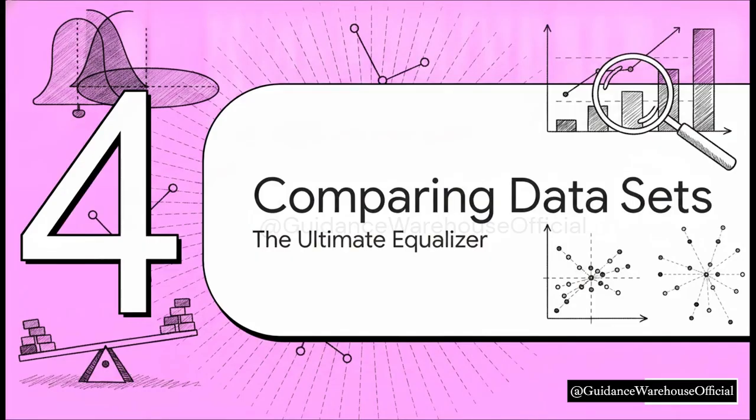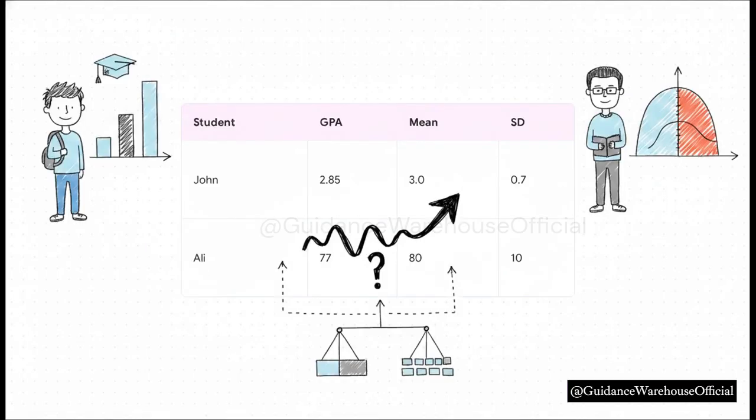4. Comparing different datasets. Time to use this as the ultimate equalizer. Let's connect this to real life with a classic problem. Meet John and Ollie. They go to completely different high schools, and they want to know who is actually performing better academically compared to their peers.